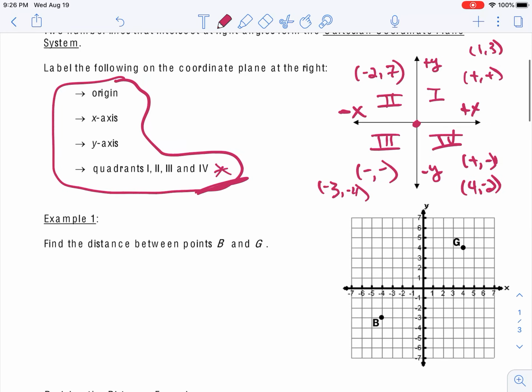Okay. All right, so find the distance between B and G. Straight line is always the best, but that's diagonal. It's not going to help us. Okay. We need to look at our ordered pairs. So this is 4, -3. So -4, -3. And then we have this one up here.